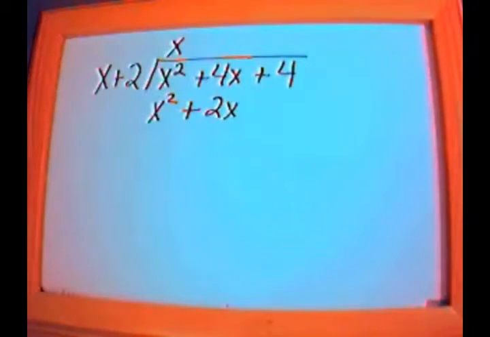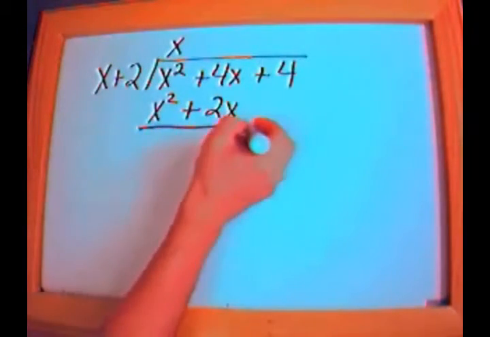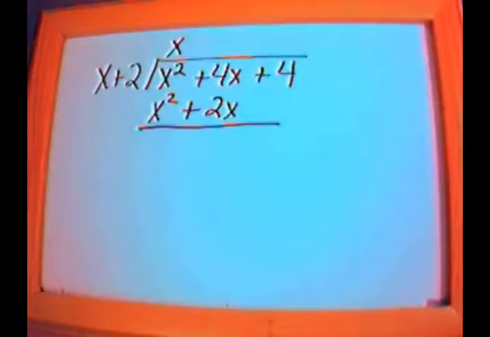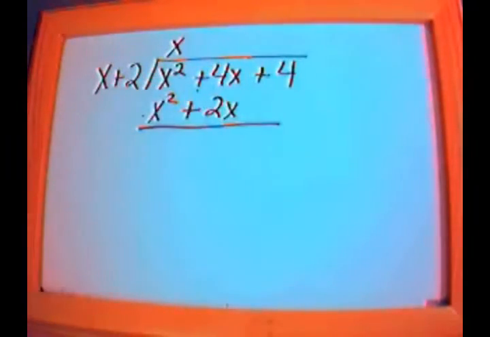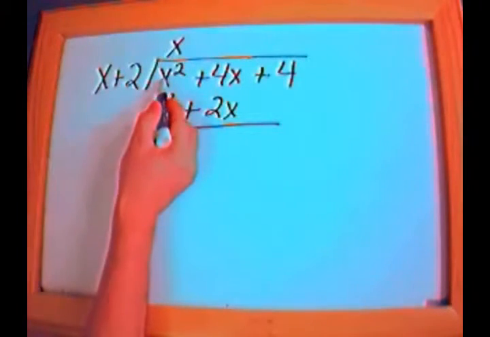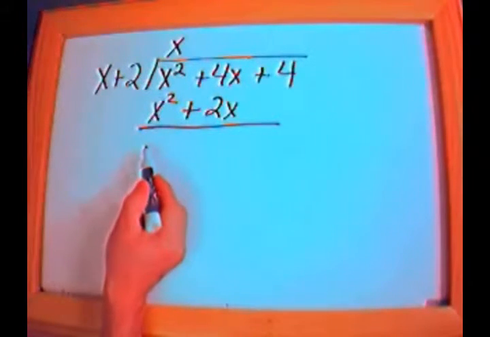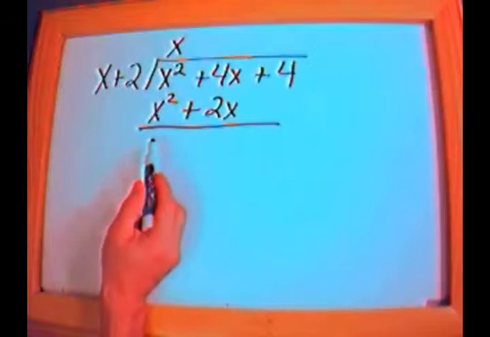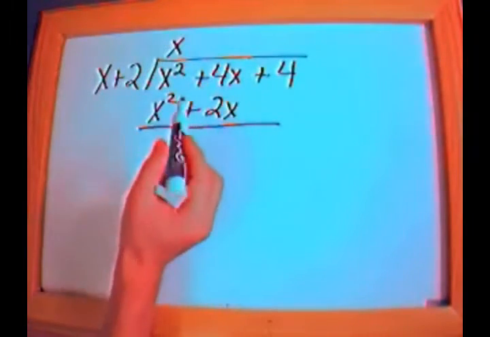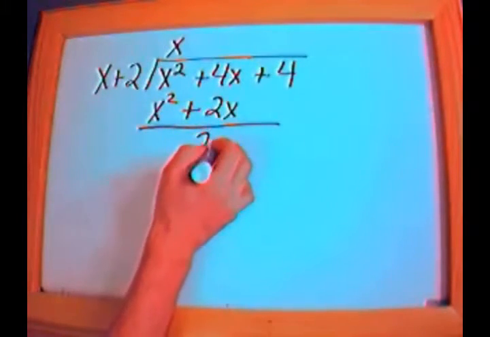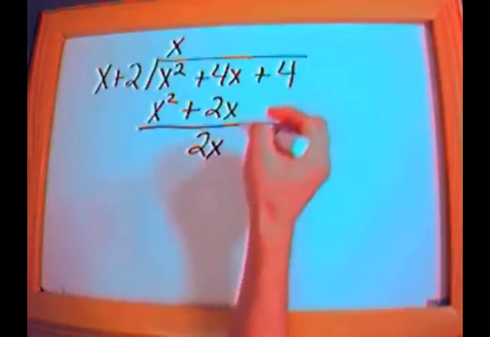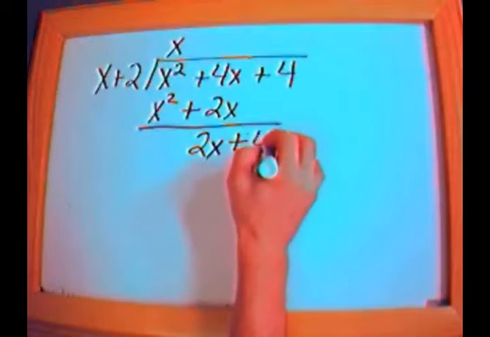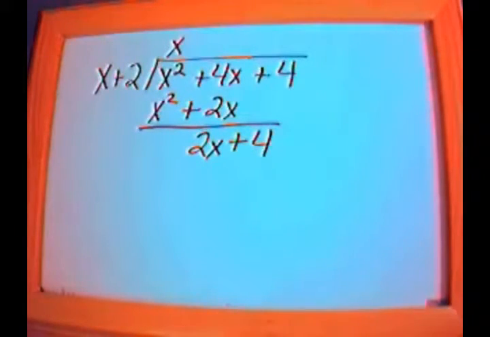Okay. Now, next thing I do, I draw a line, just like I did a minute ago. And just like in the number problem, I start to subtract this minus this. Well, x squared minus x squared is going to give me 0, so I'm not going to write that down. It's just 0. 4x minus 2x gives me 2x. Okay. And then, just like before, I carry my next term down, so I'm going to carry the plus 4.